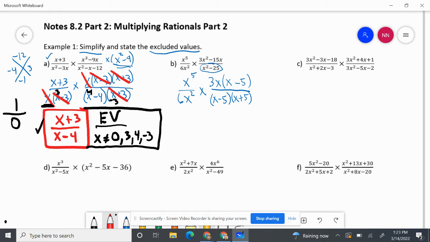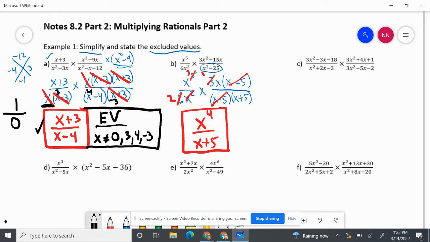Now for the fun part, what we get to do is cancel. We see that we have an x minus 5 in common. The 3 and the 6 can cancel. Remember, when we're looking at exponents, whenever we divide, we subtract the exponent. So 5 minus 2 would be x to the 3rd. So this becomes a 3 because whenever we divide, we subtract the exponents. So our final answer is x to the 3rd times x, which is x to the 4th, and we have an x plus 5. That right there is us simplifying it.